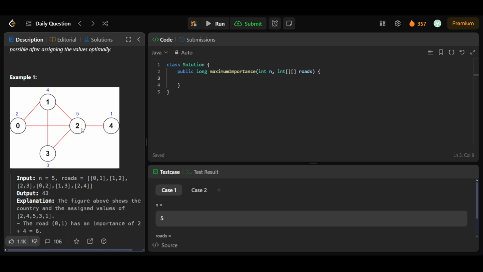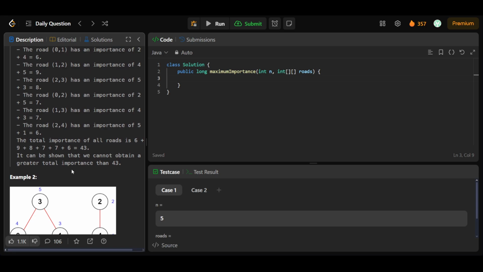So basically what we can do is assign the values based on the total number of in-degrees and out-degrees of that particular city. For example, the city with the maximum degree will have the maximum value. We just need to follow this concept. Here city 2 is connected to the maximum number of cities, 1, 3, and 4, so we'll assign the value of 5 to this, so that will be 5 into 4.